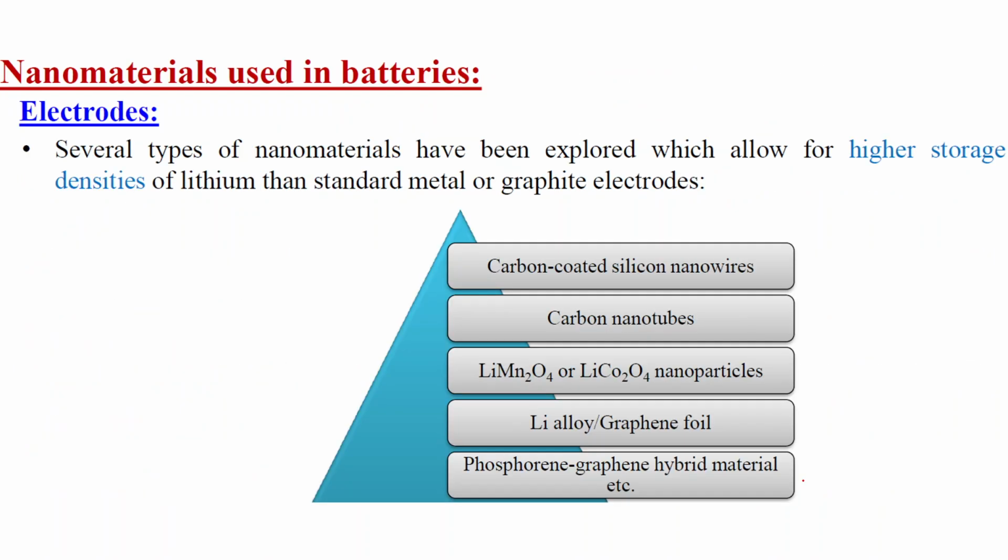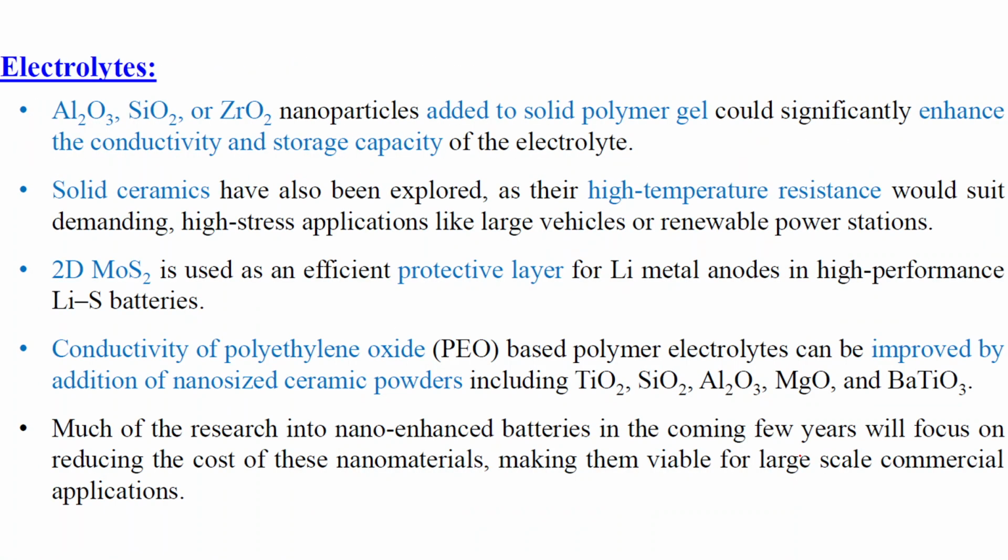Okay. Now coming on to the nanomaterials used in batteries. For electrode materials, there are various nanomaterials used. That is, carbon-coated silicon nanowires can be used, carbon nanotubes can be used. Then lithium manganese or lithium cobalt oxide nanoparticles can be used. Lithium alloy or graphene foil can be used. Then phosphorene and graphene hybrid materials can also be used.